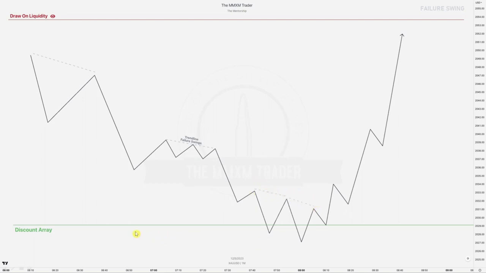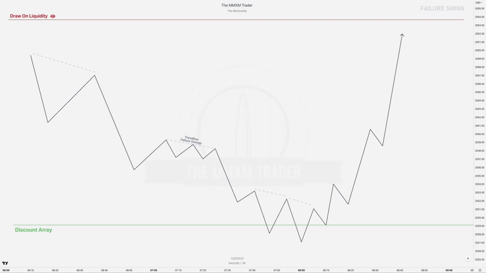Now, once we hit that discount array and we've got a low formed over here, we want to be targeting those failure swings as our draw on liquidity. And why is that our draw on liquidity? This is low resistance liquidity, right? So we always want to go for that low resistance liquidity.